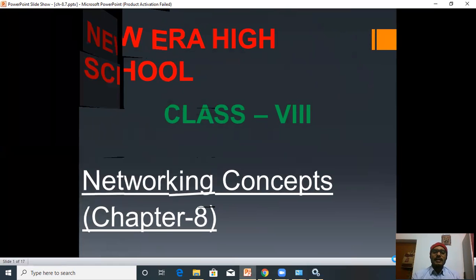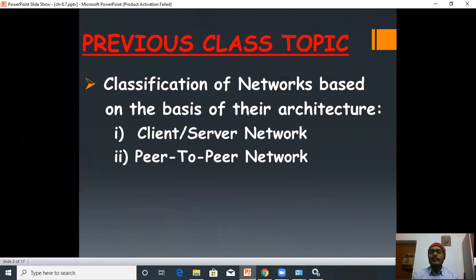You can see in the previous class, I have discussed the classification of networks on the basis of their architecture. And it can be classified into two types. First is the client-server network and second is the peer-to-peer network. I've discussed these things and I've also discussed their advantages and disadvantages. In the case of client-server network, you have to spend a lot of money, whereas in the case of peer-to-peer network, it is less expensive in comparison to the client-server model.